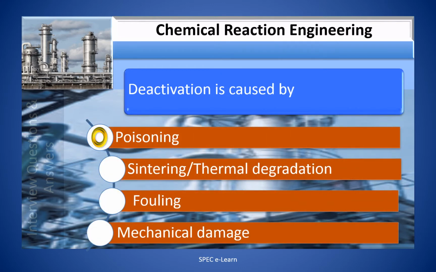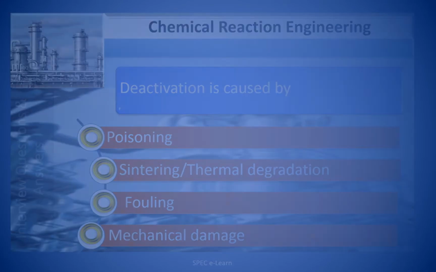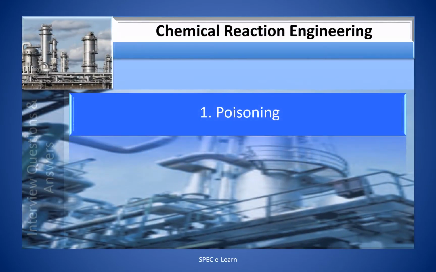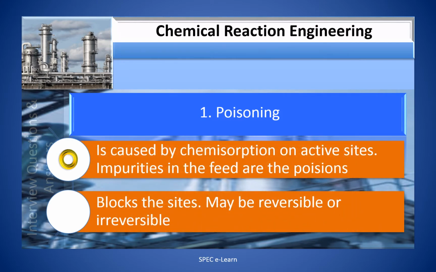Deactivation is caused by poisoning, sintering or thermal degradation, fouling, and mechanical damage. Poisoning. Poisoning is caused by chemisorption on active sites. Impurities in the feed are the poisons. Poisoning blocks the sites, and may be reversible or irreversible.